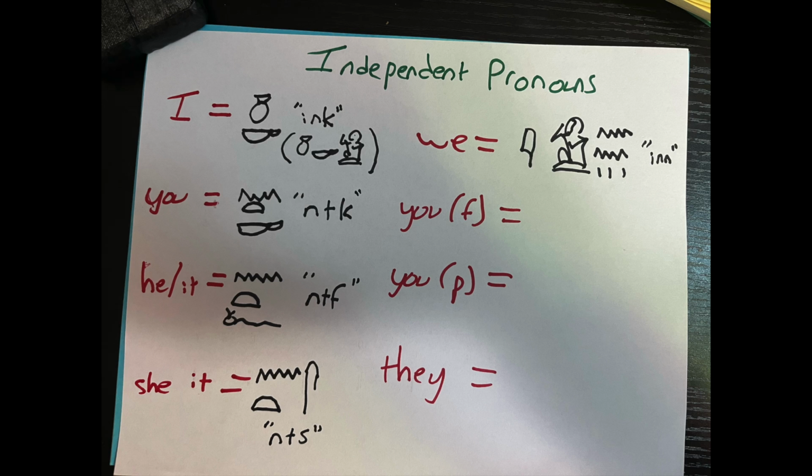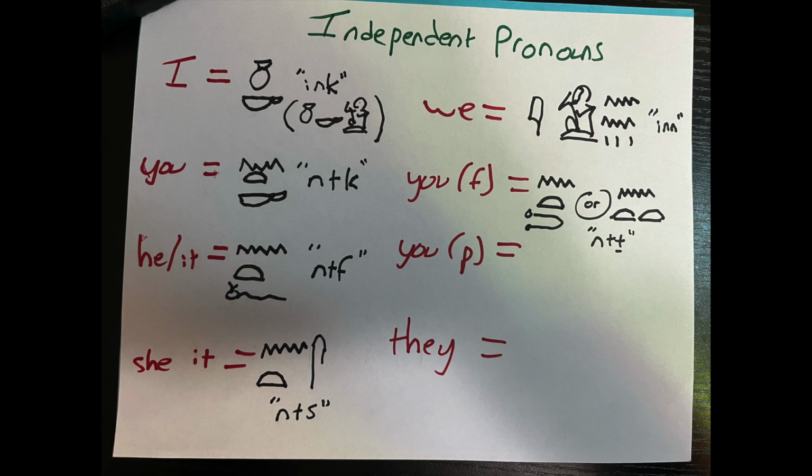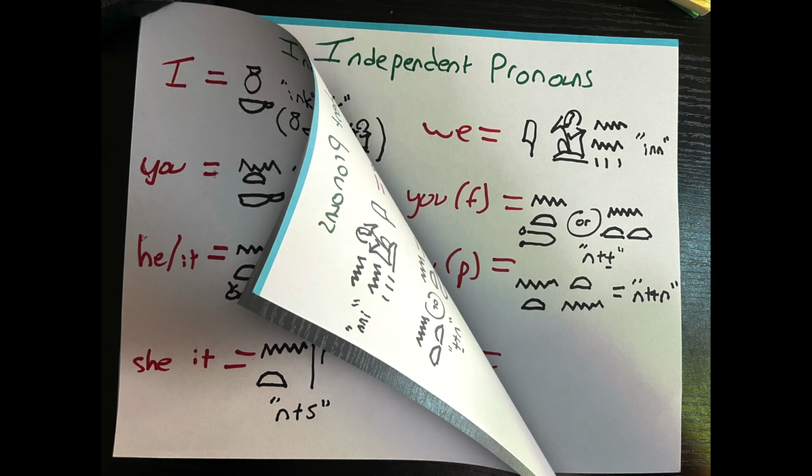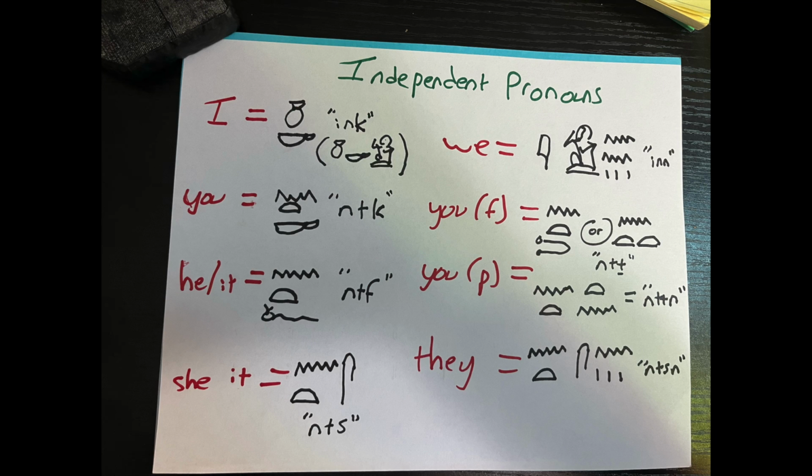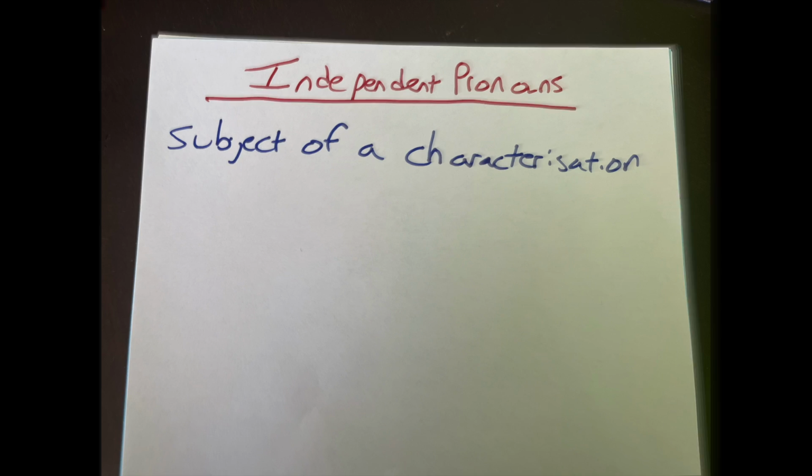For we, it is the papyrus reed, the man touching his mouth, followed by N, and then another N with the plural. You feminine is NTS, or it can be NTT. So it can be done with two loaves or the hobble. You plural is NTWTN, N, the water, loaf, loaf, water. Kind of fun, actually. And then finally, they is water sign, loaf, bolt of cloth, water sign with three stroke lines, because again, we're plural. Three stroke lines always indicate a plural.